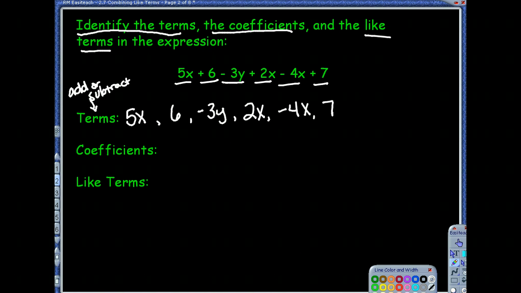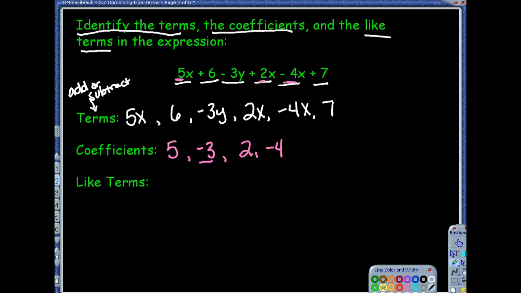Now, the coefficients, again, those are the numbers that are being multiplied by the variables. So coefficients in this problem, I see that 5 is a coefficient of x. A negative 3 is the coefficient of y. A 2 is another coefficient of x. A negative 4 is another coefficient of x. So we have several coefficients of x. This negative 3 is actually one of the coefficients of the y value. The rest of them are all x's.